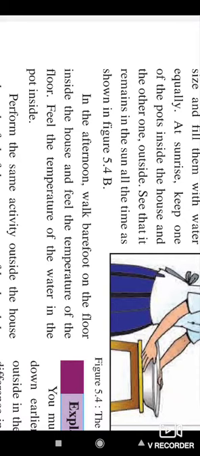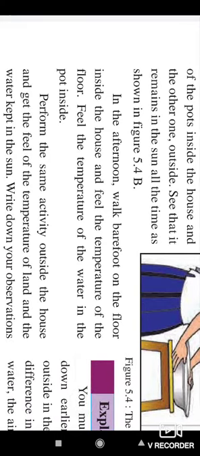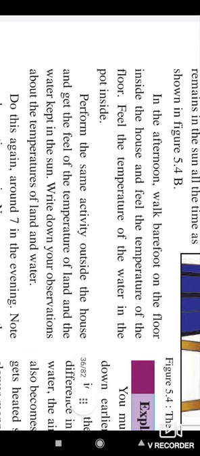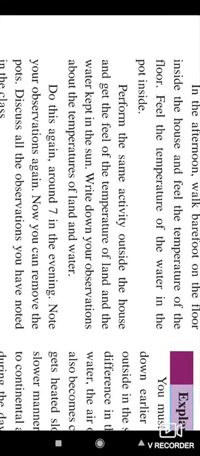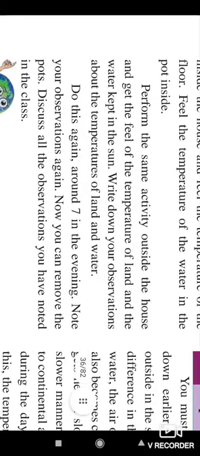In the afternoon, walk barefoot on the floor inside the house. Feel the temperature of the floor. Feel the temperature of the water in the pot inside. Perform the same activity outside of the house and get a feel of the temperature of the land and water kept in the sun. Write down your observations about the temperature of the land and water.